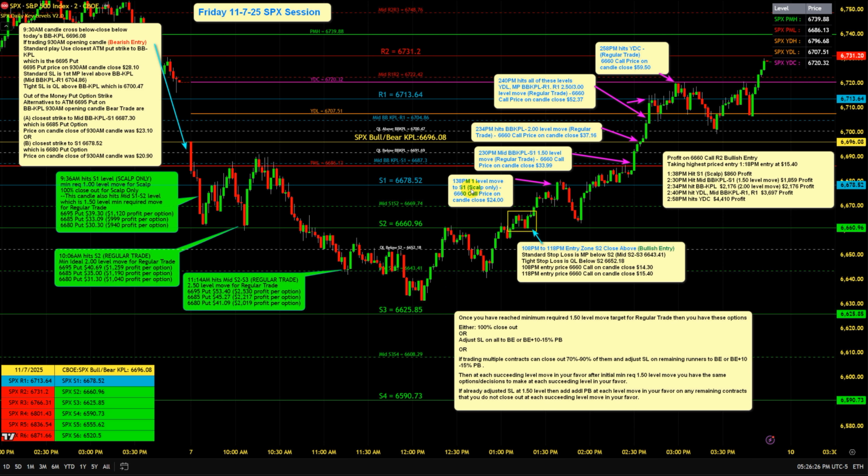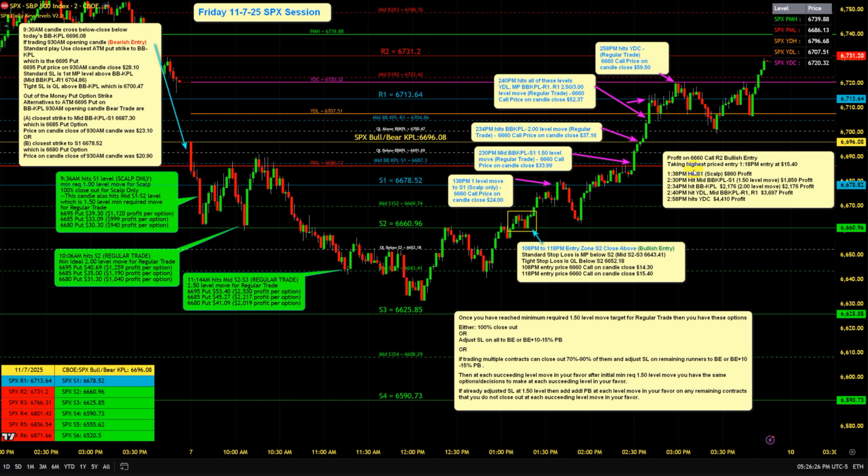This would be a 100% closeout trade on a scalp only. Per our rules on scalps, there are no adjustments and there are no continuations. You just close out your contracts, however many you have, and then you can move on to the next trade. The price on this candle close was $24.